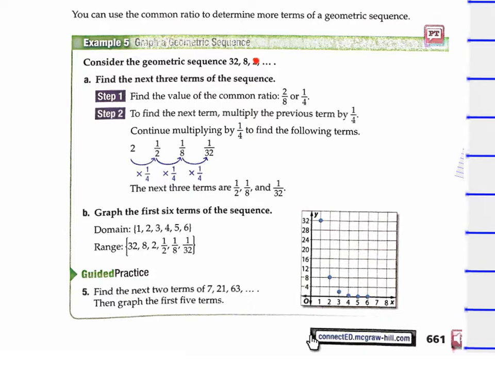If you take 2 divided by 8, it's 1/4. 8 divided by 32, it's 1/4. So it's decaying by 1/4. So it's actually a decay function as opposed to a linear function, which was arithmetic. So arithmetic is linear. Geometric is actually an exponential growth or decay function. Right here, it's a decay function.